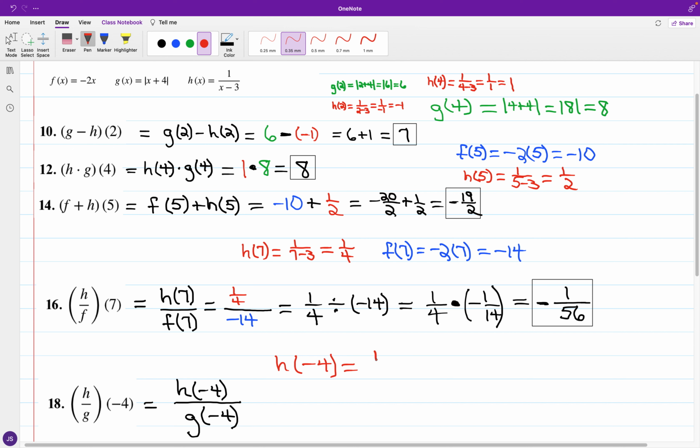correction, g of negative 4. So we're looking at the absolute value of negative 4 plus 4. And here we have the absolute value of 0. And this will only be 0.